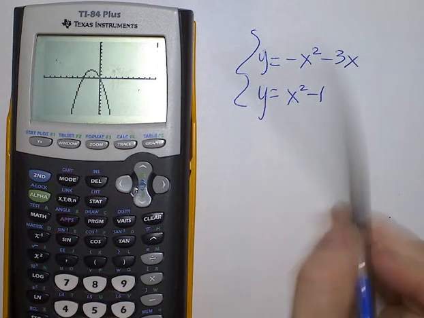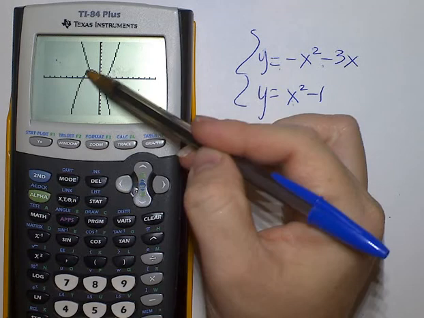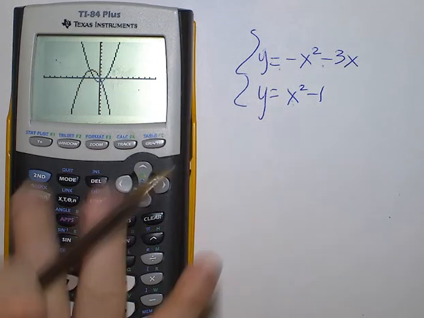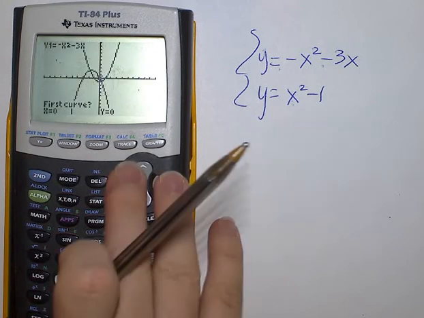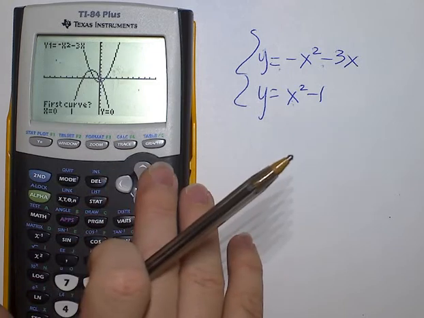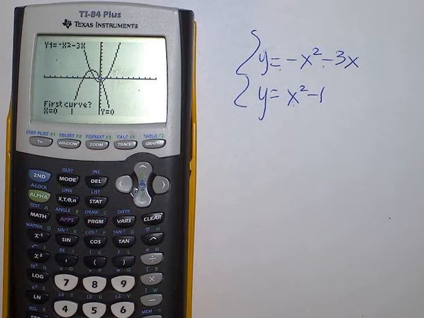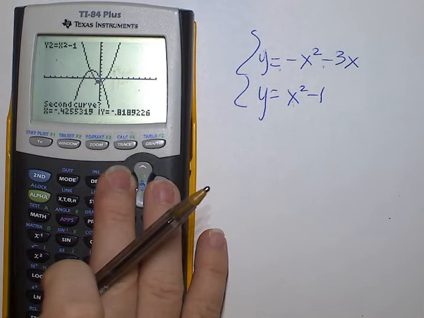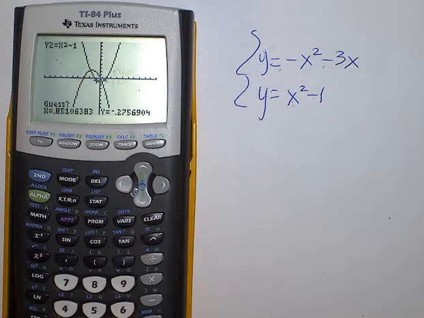We have a parabola that opens downward and a parabola that opens upwards. Okay, I can see two intersection points. So second, trace, intersect. It is hard to see this. I'm going to do something just to show it. You could do it here, but there's one of the curves or the functions. I press enter, it jumps to the second, and move off. I press enter again. I go over the top of where they intersect and I press enter.